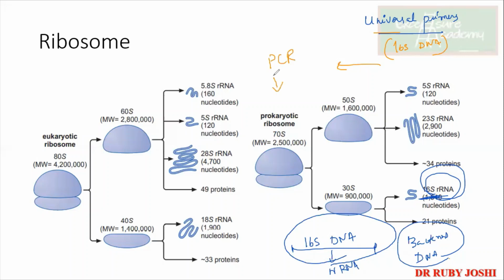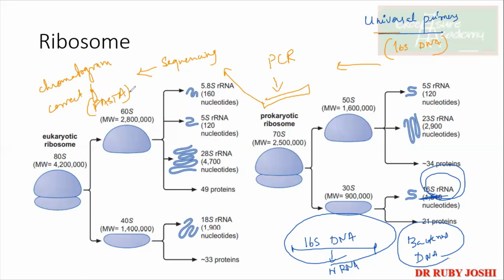Now you are going to get the amplified length of some part of the DNA. This DNA you are going to give for sequencing. From the sequencing you are going to get the sequence of some stretch of DNA. You put it into the chromatogram. Get the correct format of the sequence, which we call FASTA format. This is a proper alignment of the sequence, whether it is amino acids or nucleotide sequence, we use FASTA format. Now put this FASTA format into your NCBI.